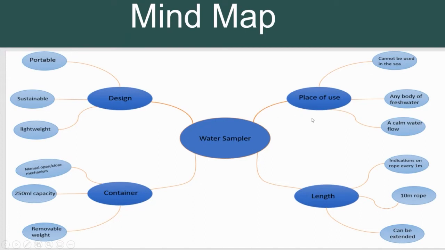Place of use: unfortunately, we can't use that in the seas. We limit it to be used in fresh water or calm water flow. The length of the rope: we equip our water sampler with a 10-meter rope with indications on the rope every 1 meter.